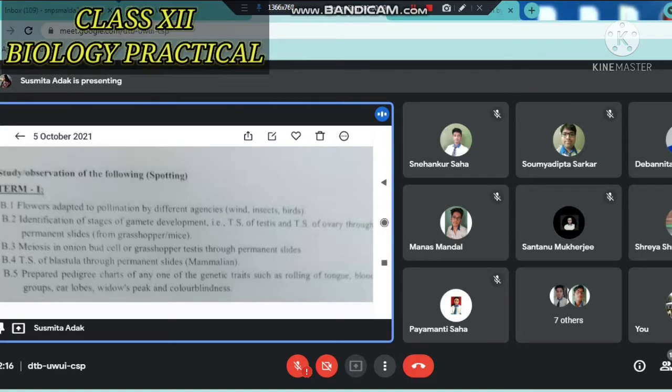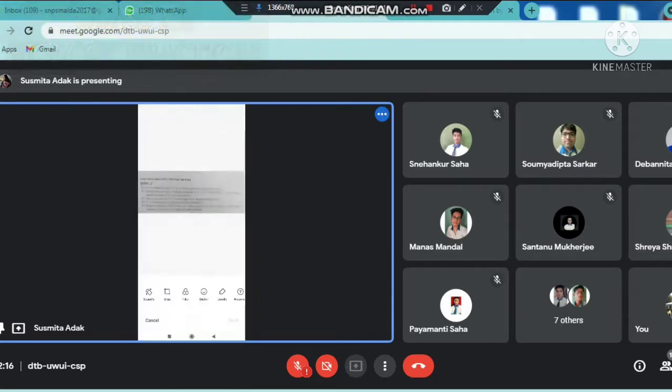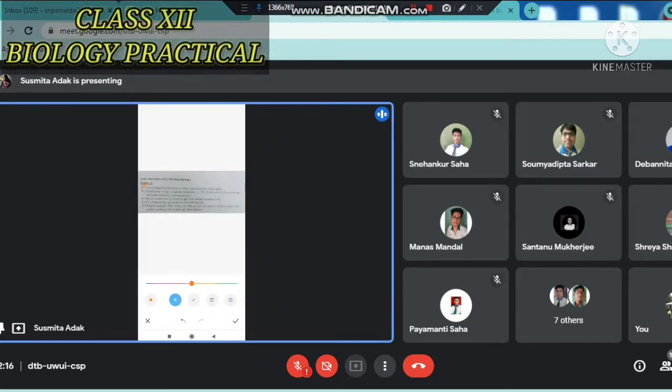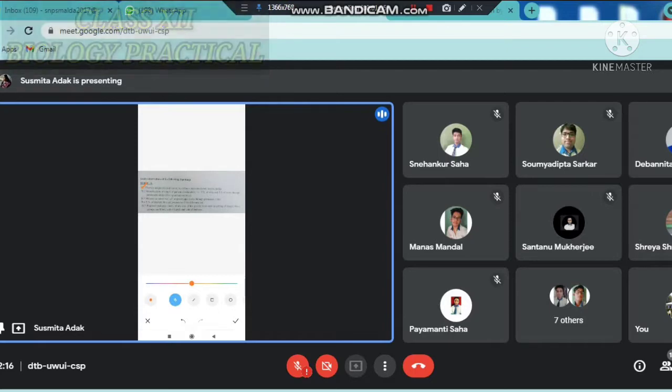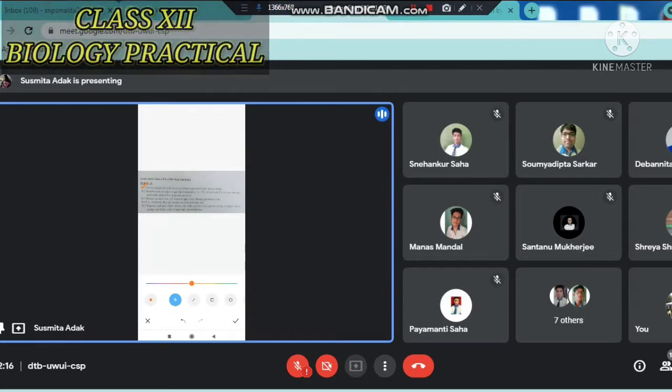But today we will see this number B1, that is flowers adapted to pollination by different agencies, that is wind, insect or bird. We have to spot it, means some pictures will be given to you in the exam timing and you have to identify whether the pollination is being done through wind or insect or birds. After identification, you have to write some characteristics of it.